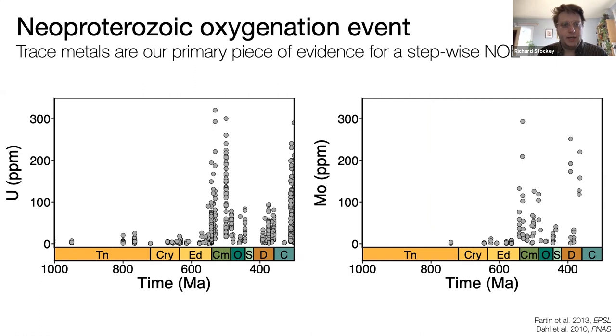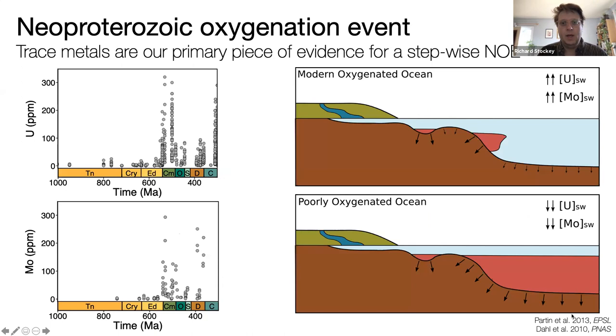And just to review the premise of these proxies, in the modern, we observe markedly higher trace metal burial rates in anoxic marine environments than we do in oxygenated ones. And this leads to the prediction that in poorly oxygenated ancient oceans with larger extents of marine anoxia, we would have lower marine trace metal concentrations. So based on this, the increase we see in trace metal concentrations around the Neoproterozoic-Paleozoic boundary would suggest increased ocean oxygenation.